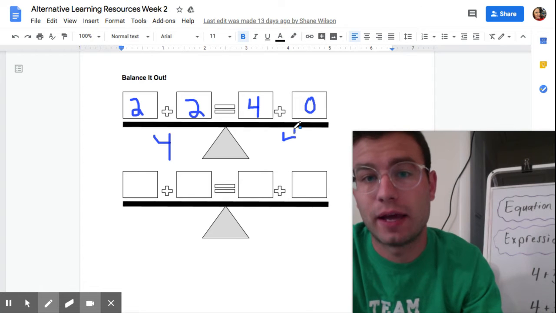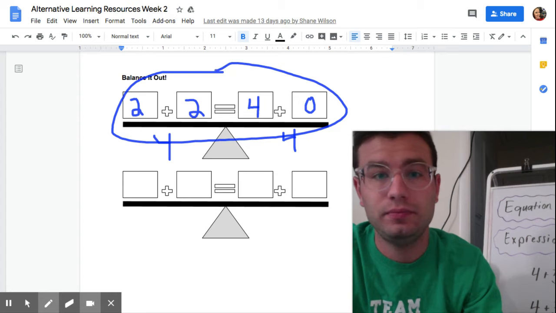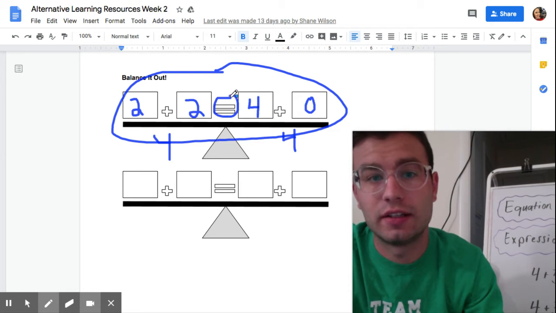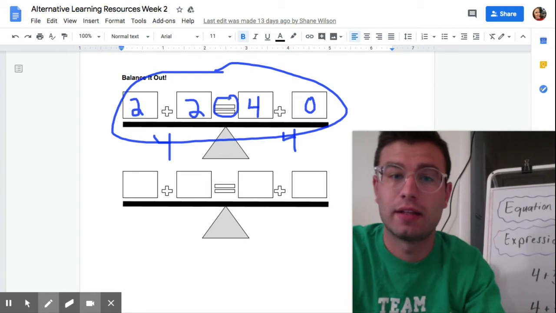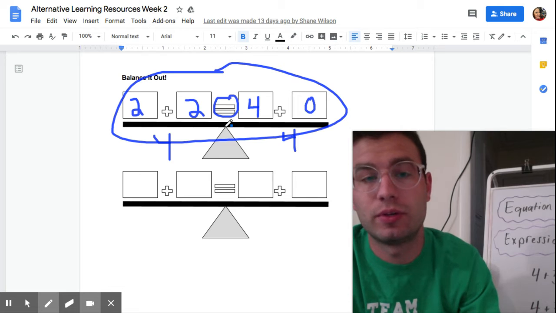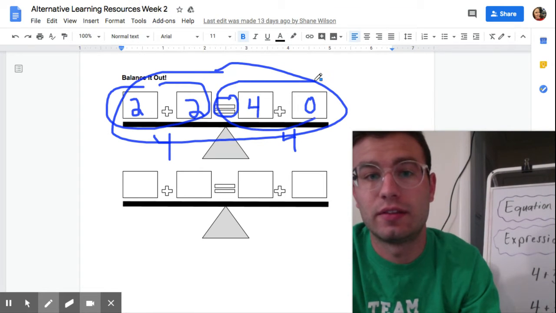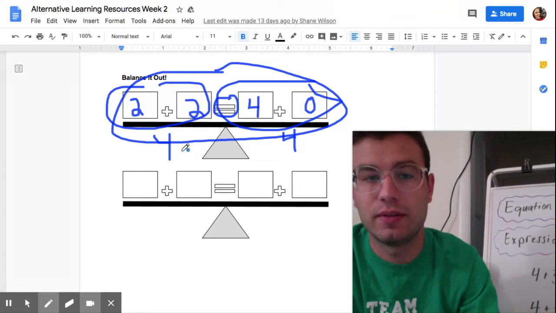So that's called a balanced equation. This whole thing is the equation. And this equal sign is, think about where the balance sits. It's on the fulcrum, the point. This side has to balance with this side. That was a lot of circling, but I know you get it.